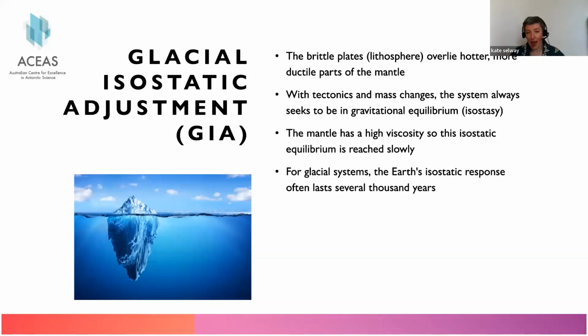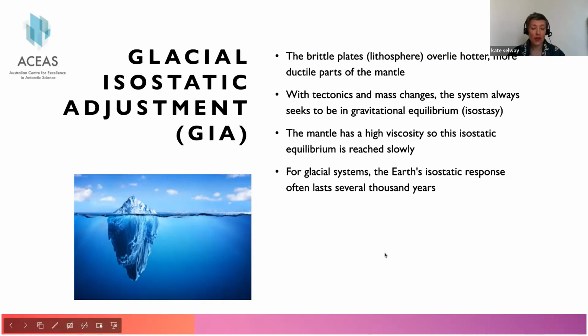And the Earth is really dynamic. So there's always tectonics going on. There's subduction zones, there's big convection cells in the mantle. And then near the surface, there's mass changes, you know, mountains eroding and things like ice sheets forming and being melted. And as this dynamic system is always being dynamic, it's always seeking to be in gravitational equilibrium.